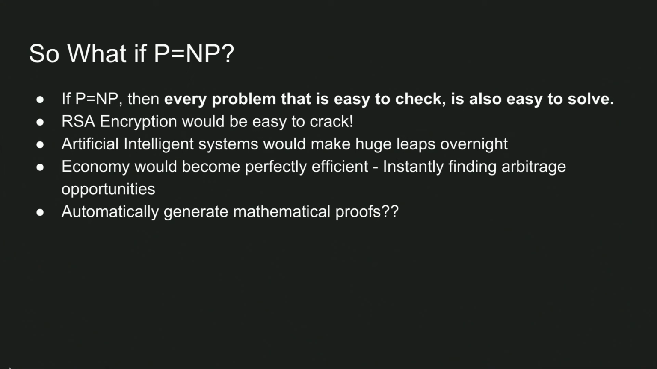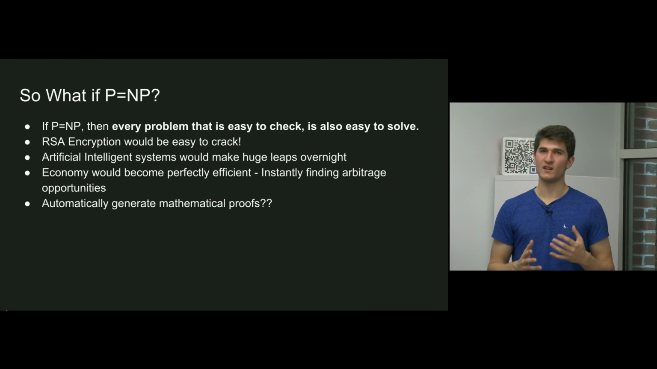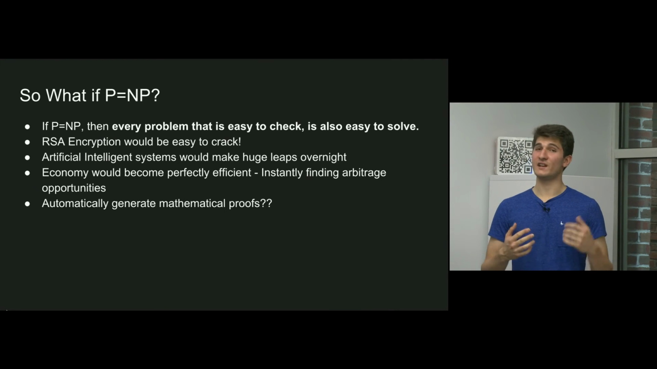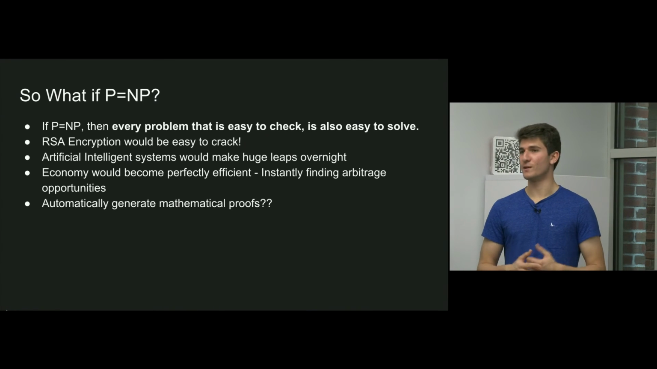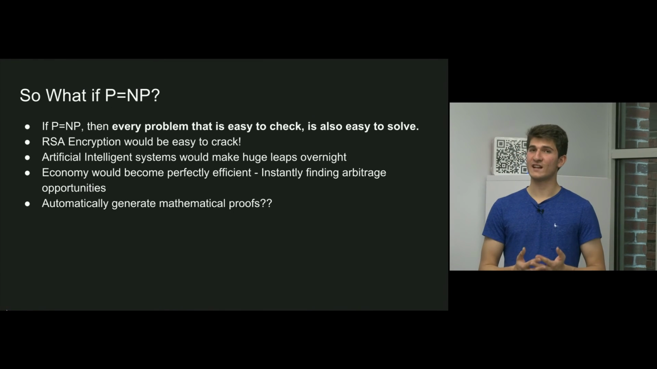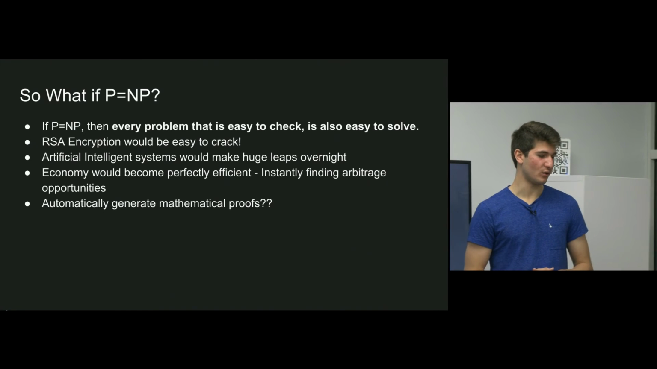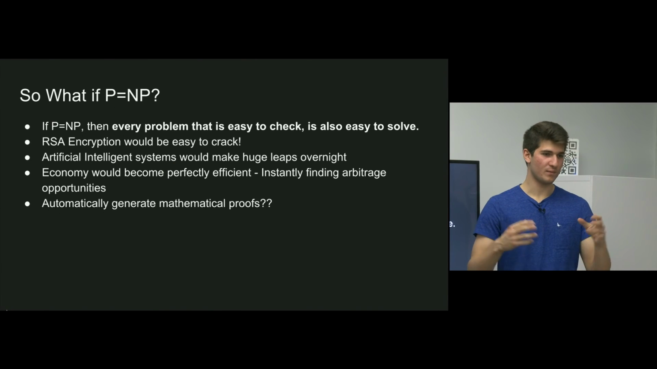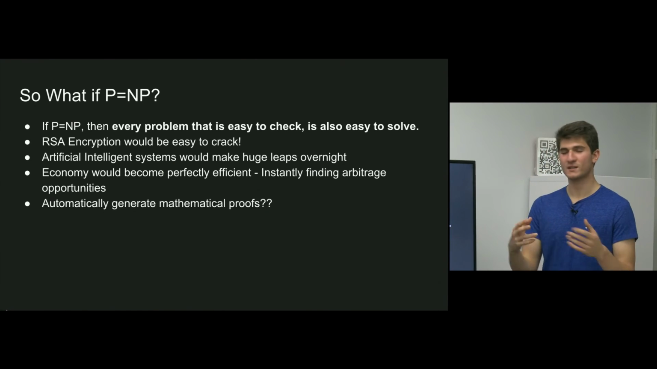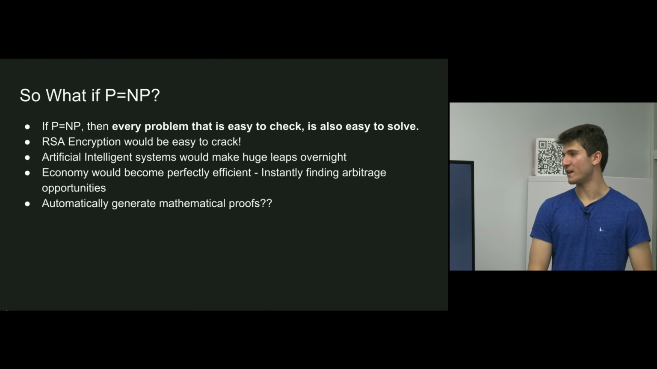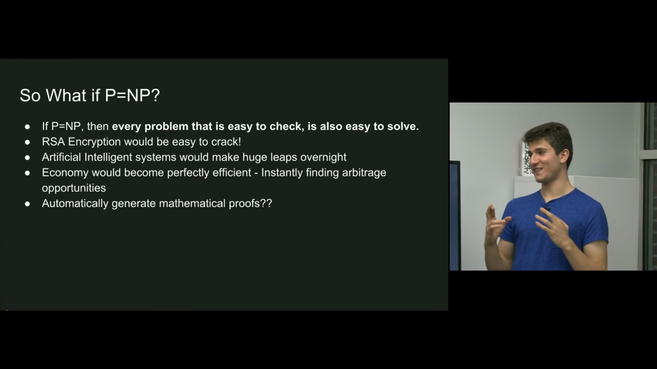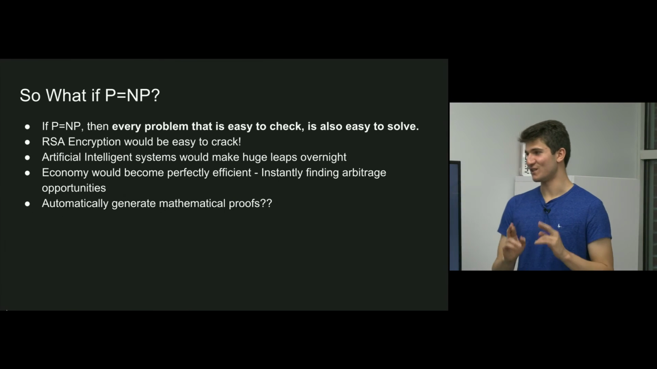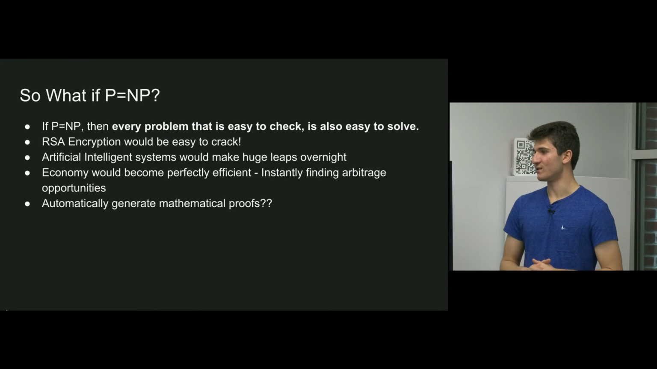But RSA encryption, which is basically the basis of a lot of our modern encryption, would be very easy to crack, because it's based on factoring large numbers. And if those numbers were easy to factor, then it would be very easy to decrypt a lot of messages that are passed online and things like that. But of course, we're relying on the fact that P is not equal to NP, and that there's no algorithm that currently exists to do that.